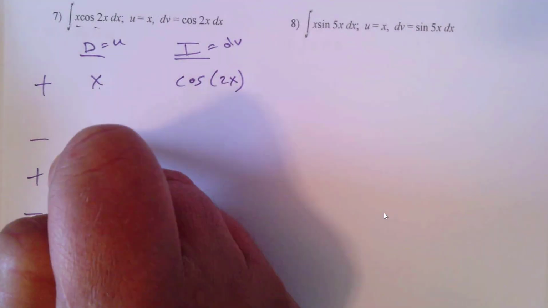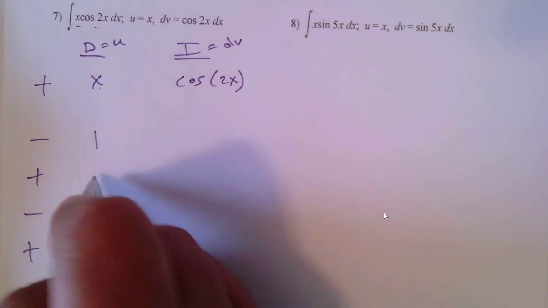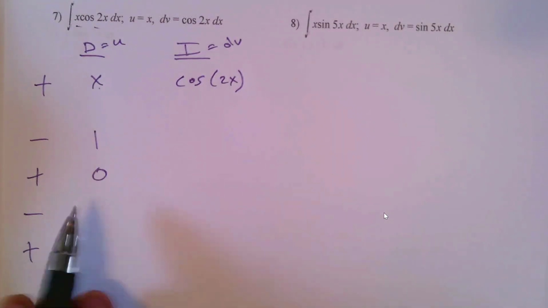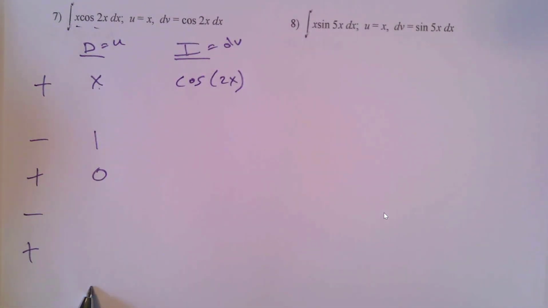So if we take the derivative once, we get 1. If we take the derivative again, we get 0. And we're going to keep getting zeros all the way down. So we can stop once you get a 0.